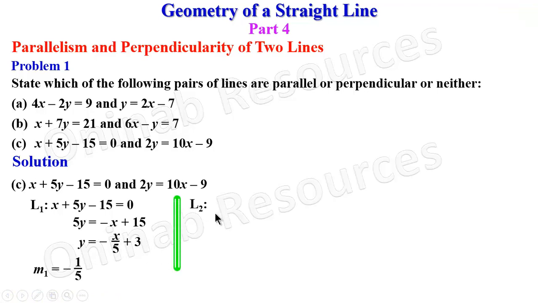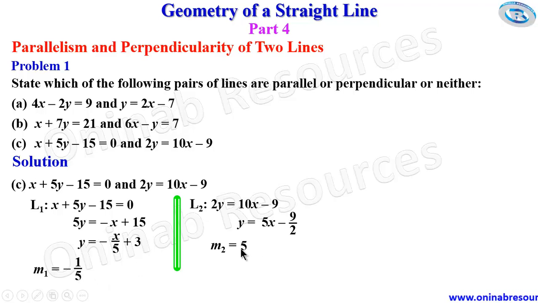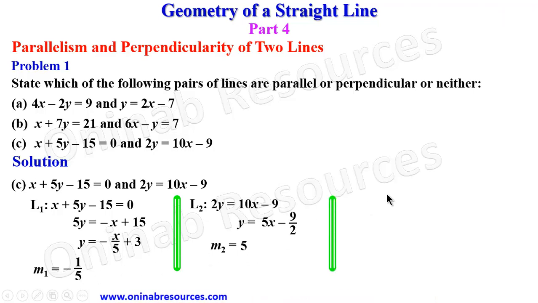For the second line, we have 2y is equal to 10x minus 9. What we just do here is divide through by 2. So we now have y equal to 5x minus 9 over 2. So again, the gradient of the second line here is 5. First, they are not equal, but we test for perpendicularity, that is M1 times M2, which is going to give us negative 1 over 5 times 5, and that gives negative 1.